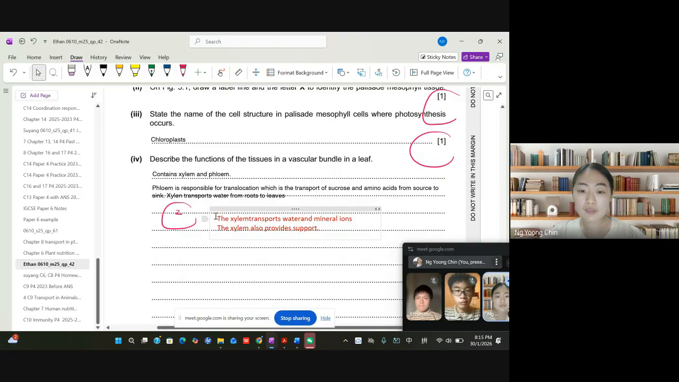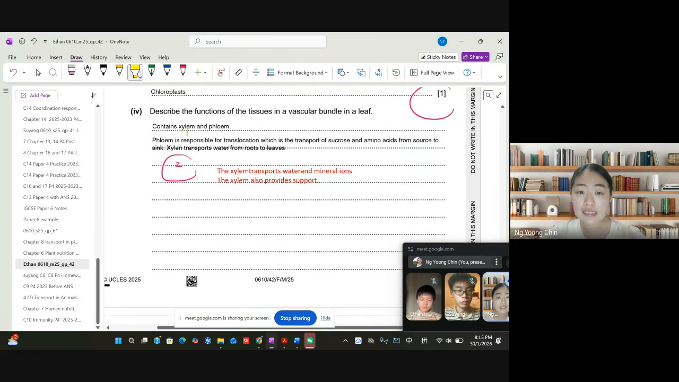The xylem can also provide support to the plant. So the xylem vessel not only helps to transport water and mineral ions, the xylem also consists of lignin. So lignin can provide support to the plant. Because you wrote about this one, right? How many marks? 4 marks.